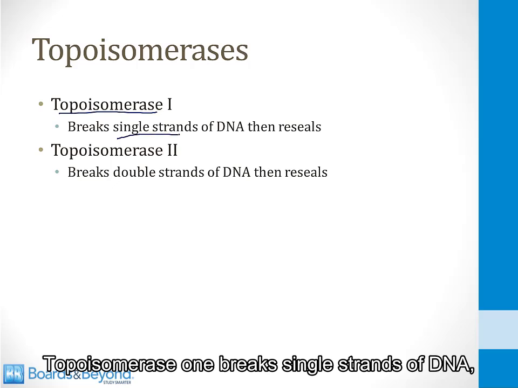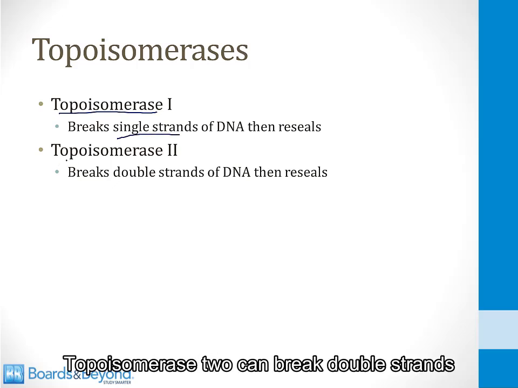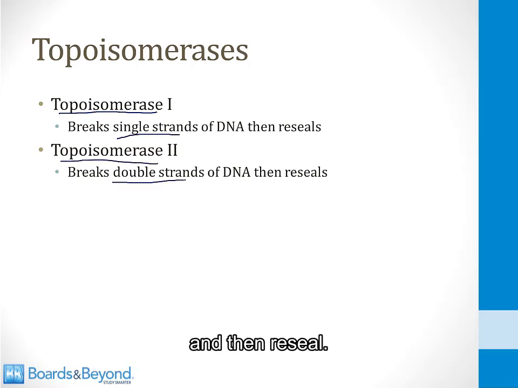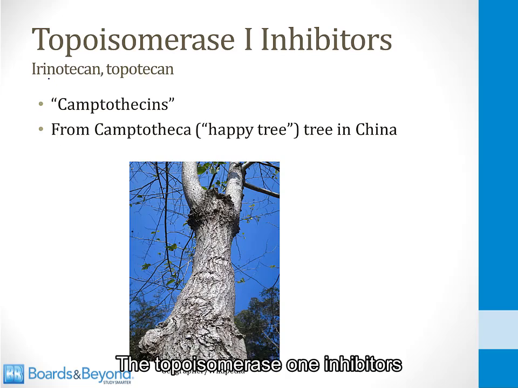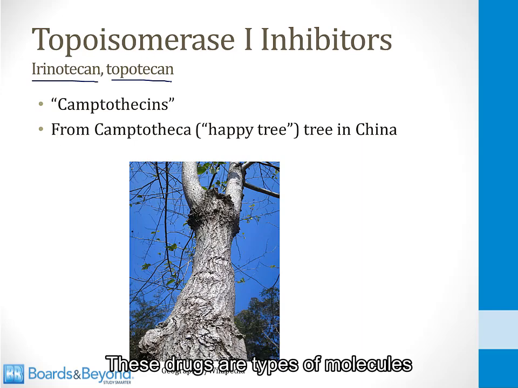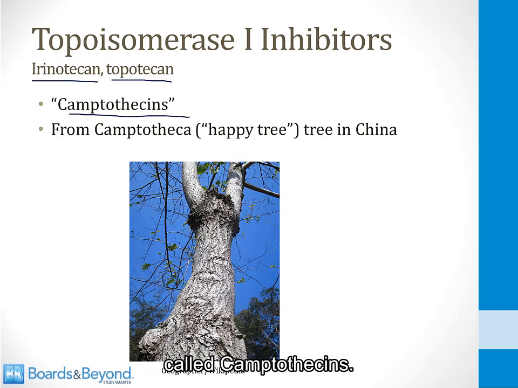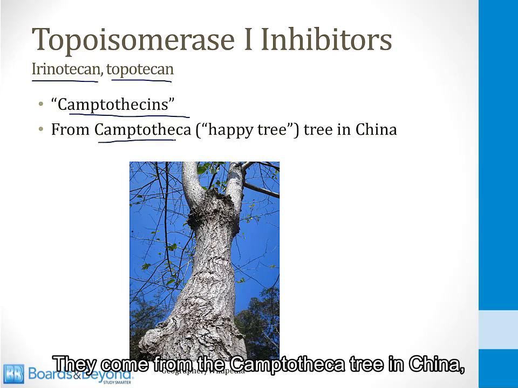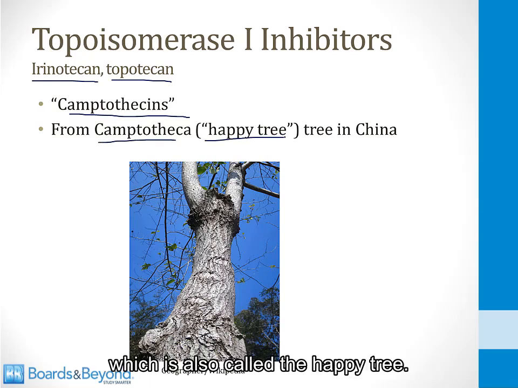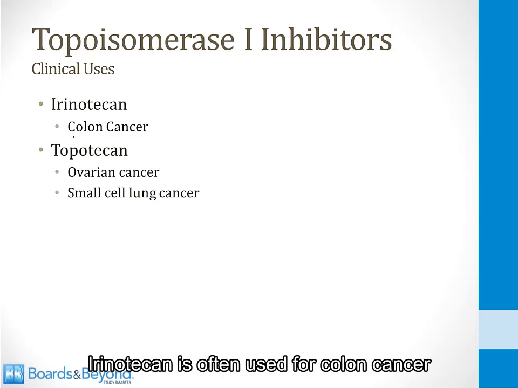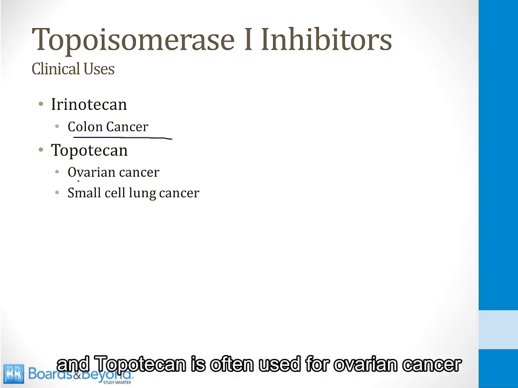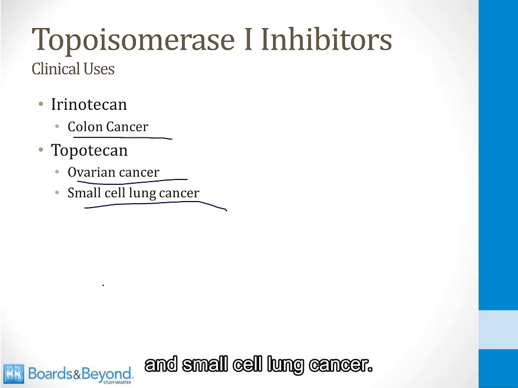There are many different types of topoisomerase enzymes. Topoisomerase 1 breaks single strands of DNA and then reseals. Topoisomerase 2 can break double strands and then reseal. The topoisomerase 1 inhibitors are irinotecan and topotecan. These drugs are types of molecules called camptothecans. They come from the Camptotheca tree in China, which is also called the happy tree. Irinotecan is often used for colon cancer, and topotecan is often used for ovarian cancer and small cell lung cancer.